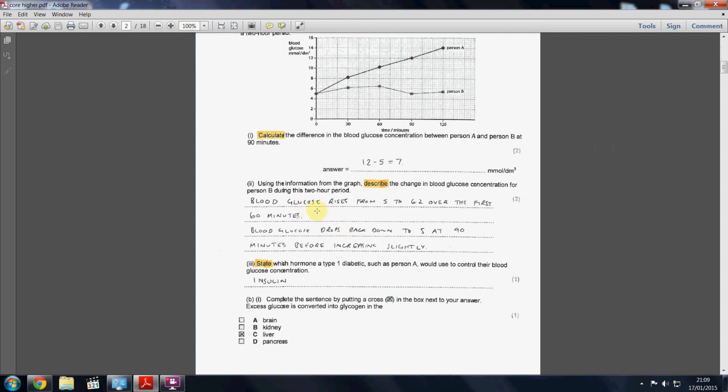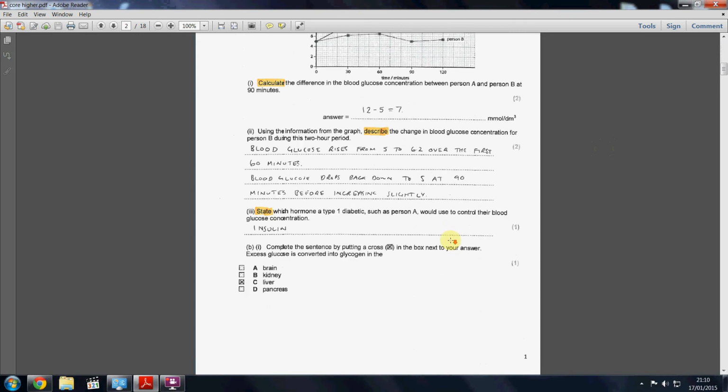I'm going to say first of all that the blood glucose concentration rises from 5 at the start to about 6.2 over the first 60 minutes. That's my first marking point. And then after that 60 minutes, from 60 to 90, the blood glucose drops back down to 5 again before recovering and increasing slightly at 120 minutes, and that gets me the second mark.